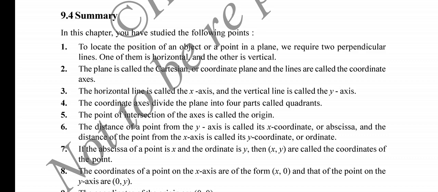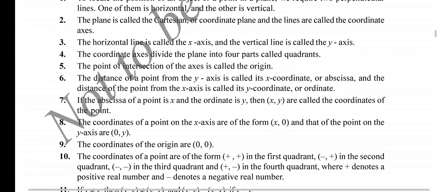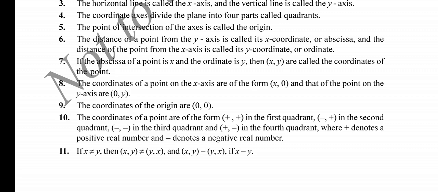Sixth point, the distance of a point from the y-axis is called its x-coordinate or abscissa, and the distance of the point from the x-axis is called its y-coordinate or ordinate. Seventh point, if the abscissa of a point is x and the ordinate is y, then (x, y) is called the coordinates of the point.